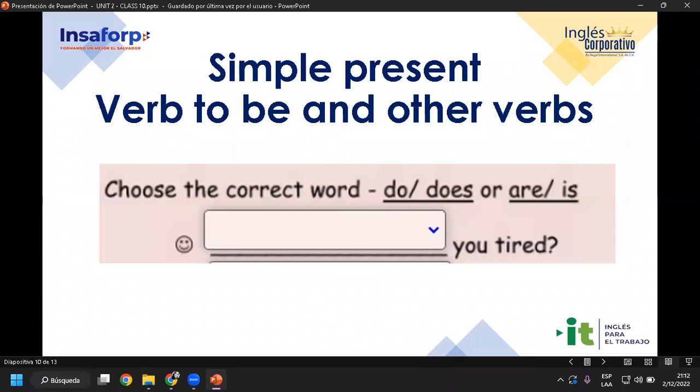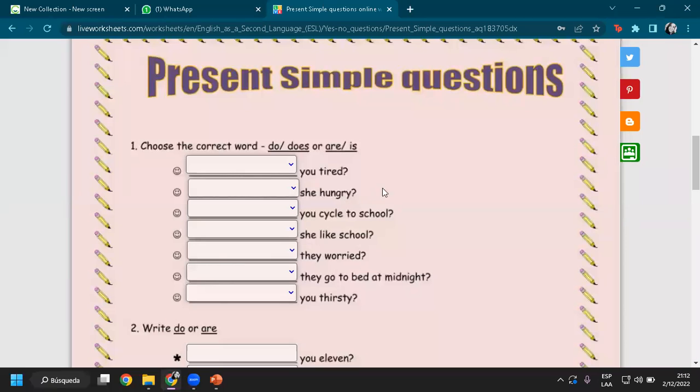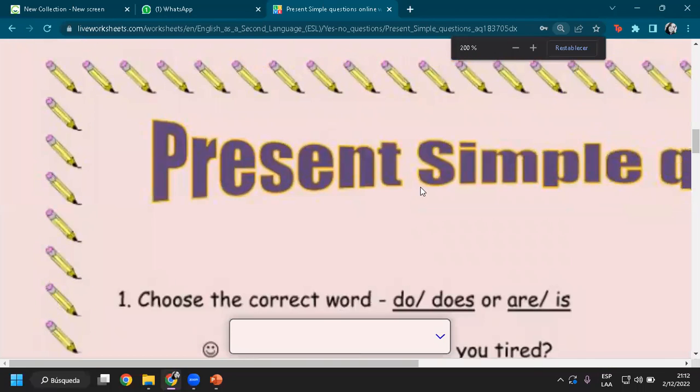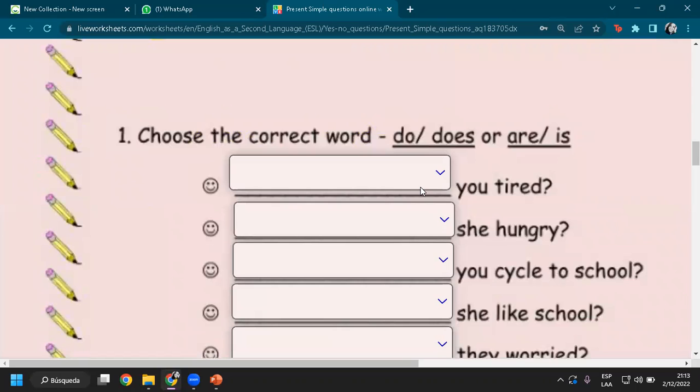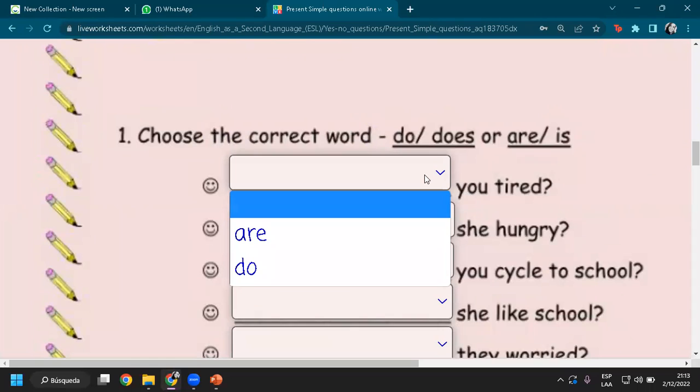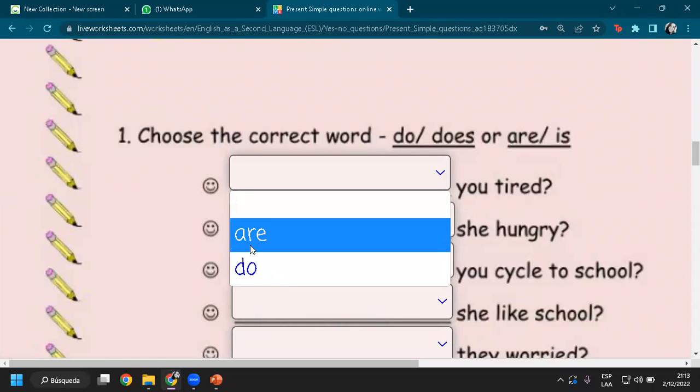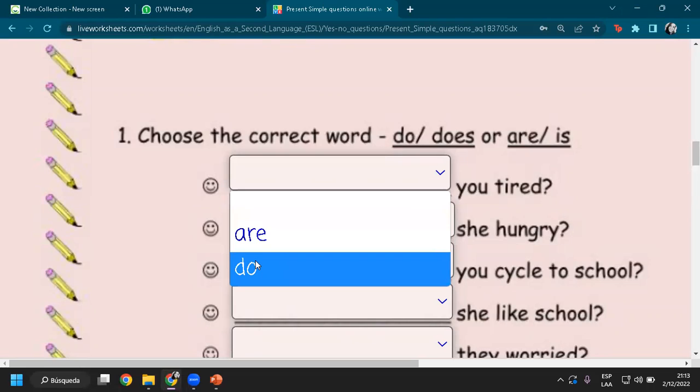Now, look at this practice. Vamos a ir rapidito because of the time. So, les voy a dar unas oraciones y ustedes me indican si necesito el verbo to be or the auxiliary. All right, look at this. Can you see the sentences? Yes. If I say you tired, can I say, are you tired or do you tired? Are you sure? Are you tired? All right.